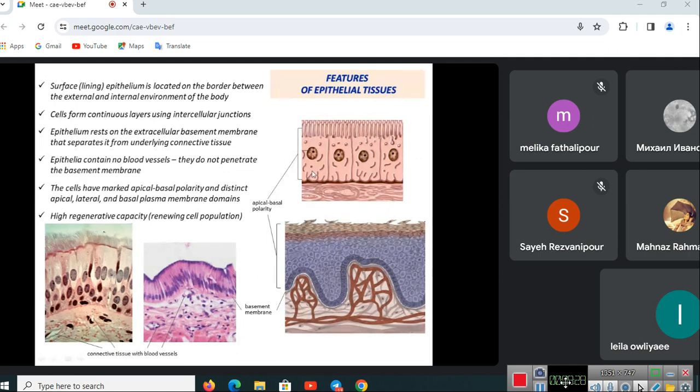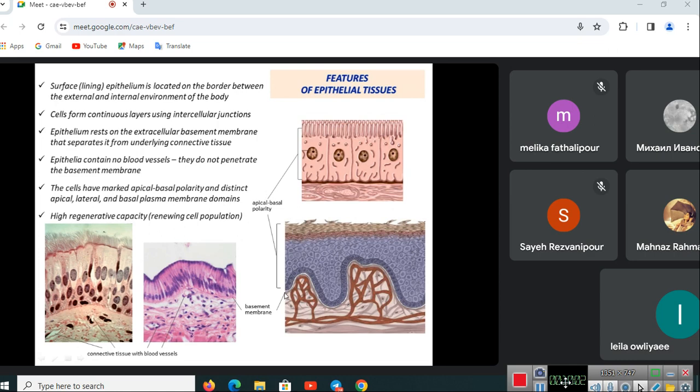This is simple epithelium. Simple means that it has only one layer of cells. All the cells stay upon the basement membrane. But here we can see the stratified epithelium. It consists of several layers of cells, and only the first layer, more bluish here in this picture, actually locates upon the basement membrane. And what does apical basal polarity mean for stratified epithelia?